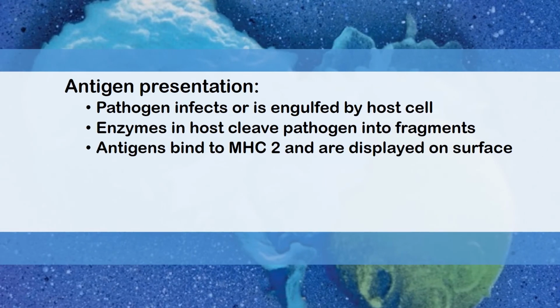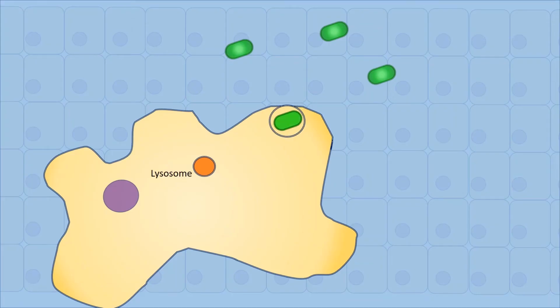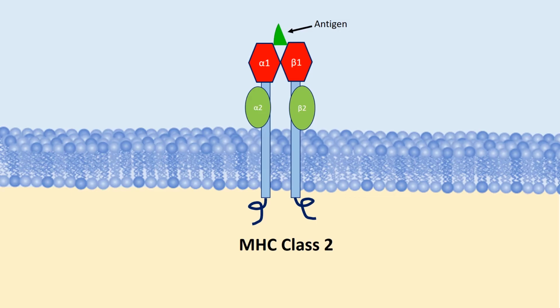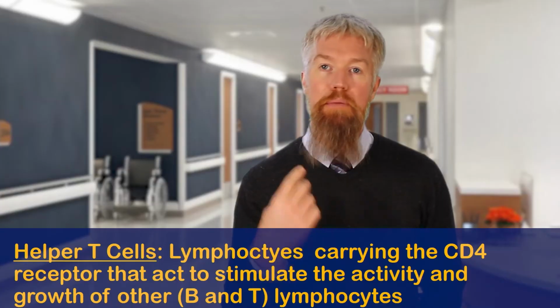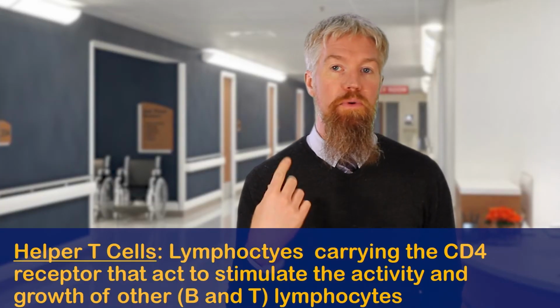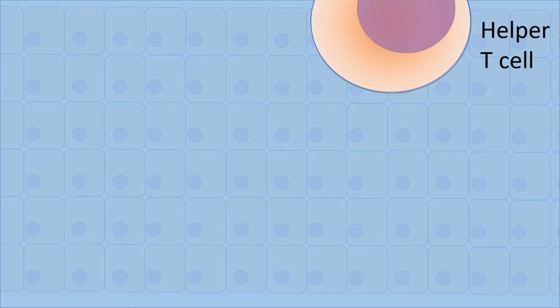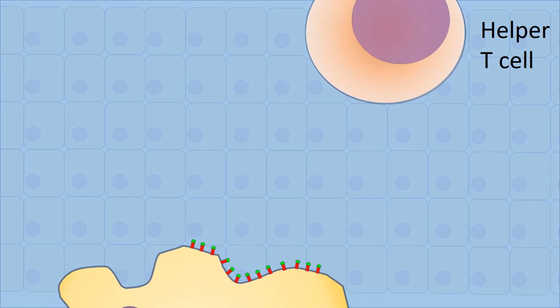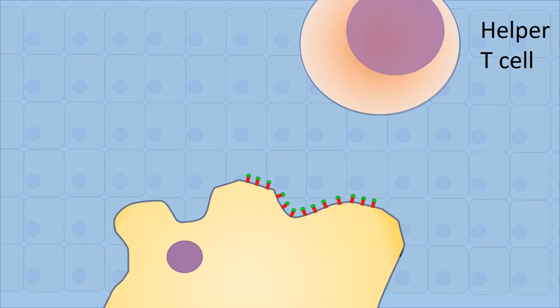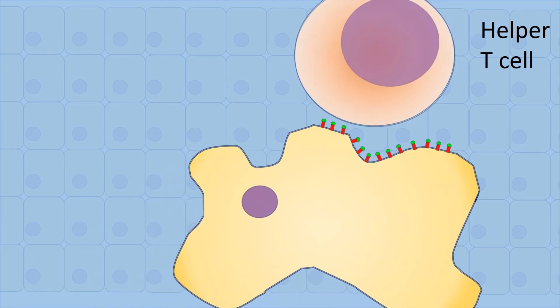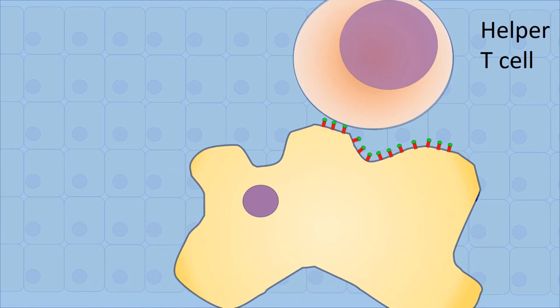This is where you have a pathogen that has been engulfed by a phagocytic cell. You will then have enzymes that break down and cleave that pathogen into fragments. Those antigens will then be displayed on the MHC2, which will then be able to be presented to helper T cells. You then have that macrophage move through the lymphatic system until it finds the correct helper T cell. As it finds that correct helper T cell, it will move in close.